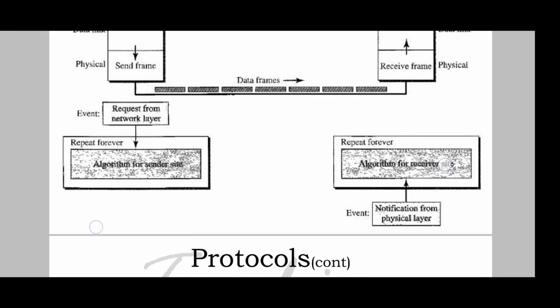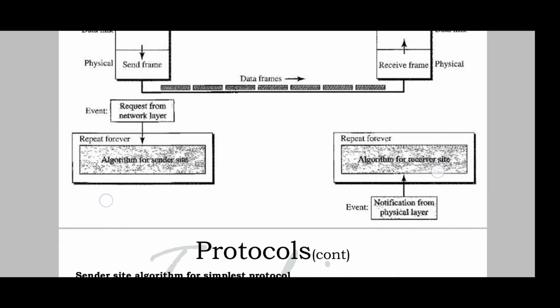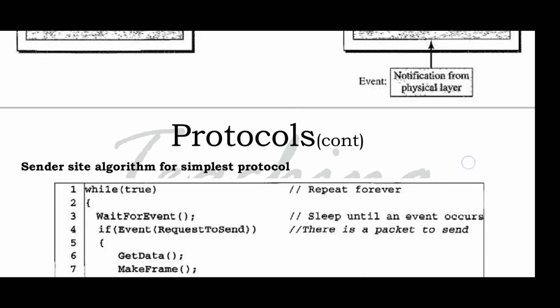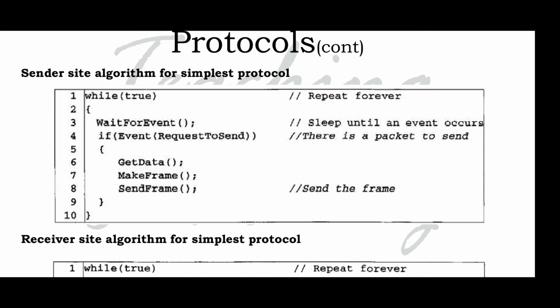And here you can see repeat forever, the request from the network layer, and the algorithm for the sender side. On the receiver side, the event is a notification from the physical layer, with repeat forever, and the algorithm for the receiver side. And we will discuss this further. So we have seen the algorithm for the sender side and the algorithm for the receiver side.